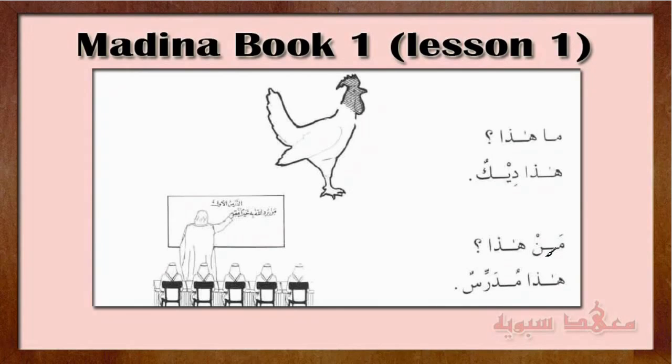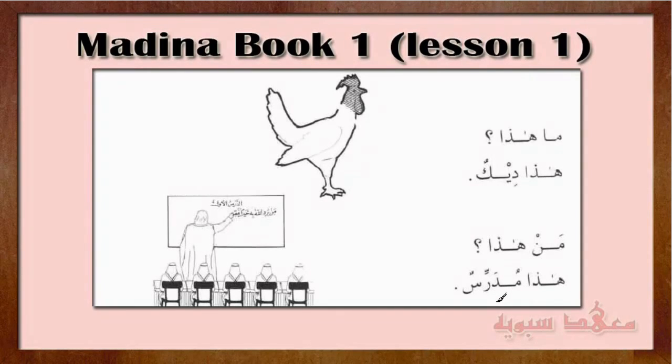من هذا هذا مدرس. This is a teacher. مدرس. This is a derived noun. اسم مشتق, as we spoke about. Most of the isms are mushtaq, are derived. It's derived from darasa, to study. The mudarris is the one who teaches. This is ism fa'il, from darasa yudarrisu.